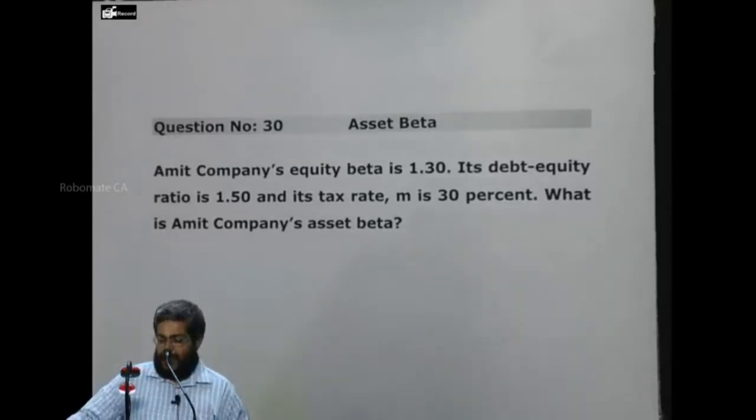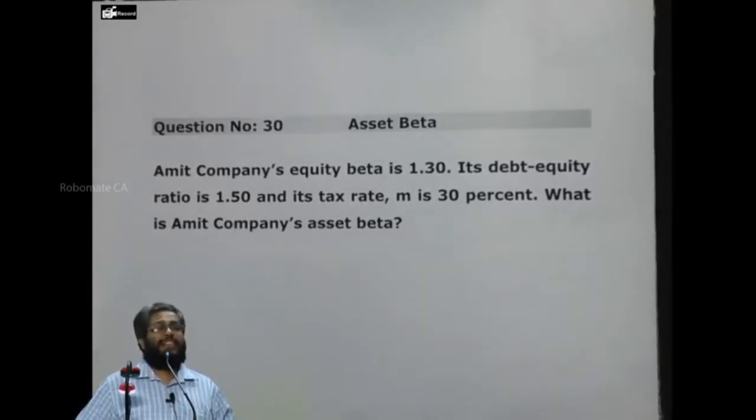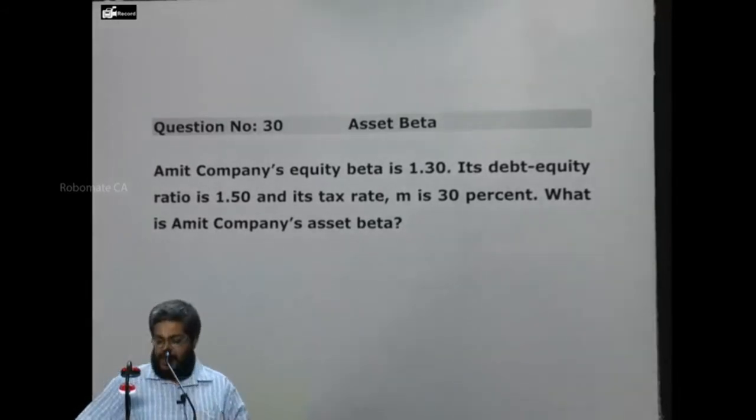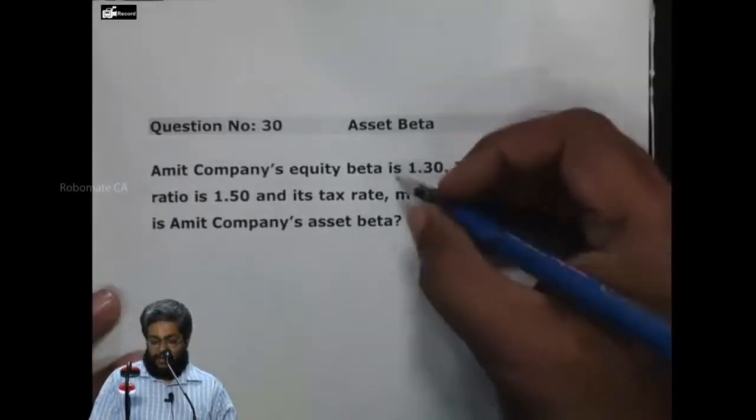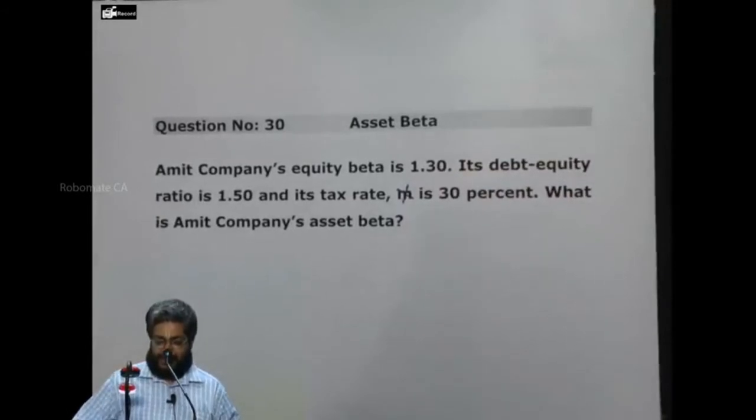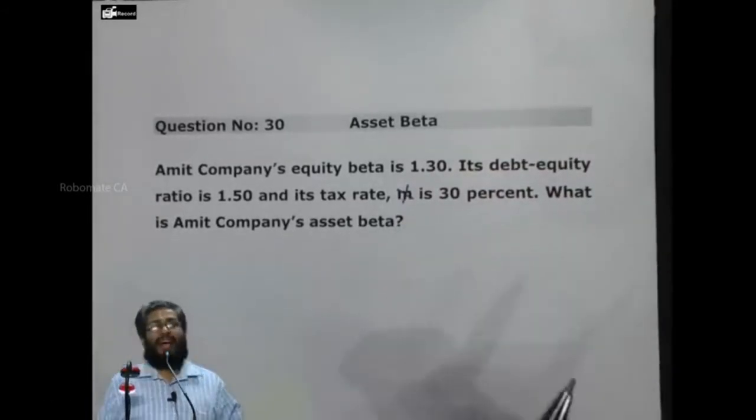Now, come back. Amit company's equity beta is 1.3. I want an answer: levered or unlevered? Levered beta. His debt equity ratio is 1.5, means 1.5 is to 1. One should understand it. Tax rate is 30%. What is Amit company's asset beta?